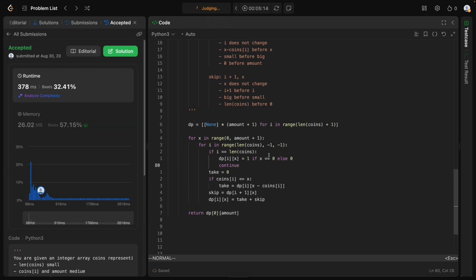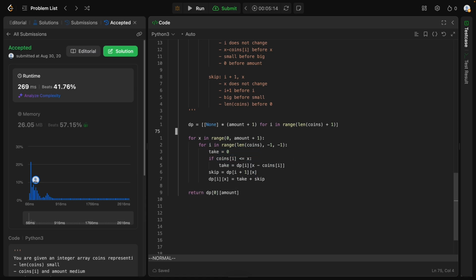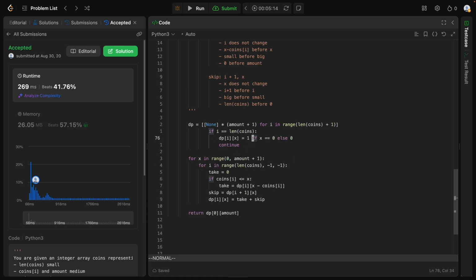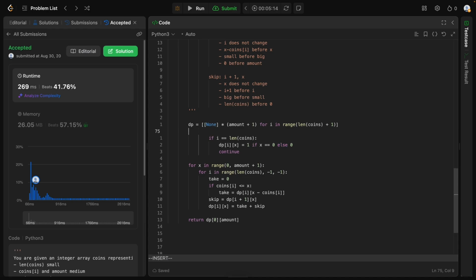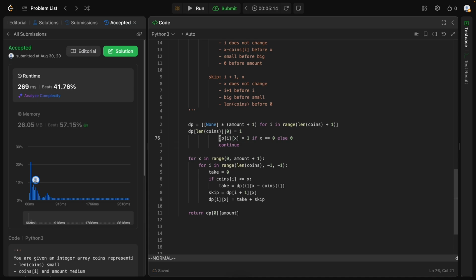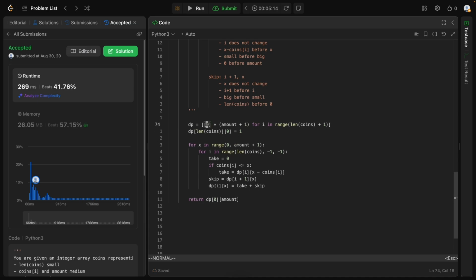I can make this even cleaner by moving this base case out of the loop, but for that I need to think a bit. For every time I is equal to length of coins, if x is 0, the answer is 1. If x is anything else, it's 0. So, I can hard code the first case, when I is equal to length of coins, and x is equal to 0, then the answer is 1. I can handle the second part by just default initializing everything else to 0. With this, I can remove the first iteration of I and start with length of coins minus 1.